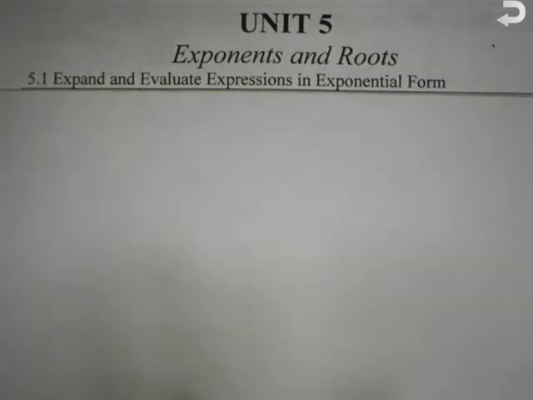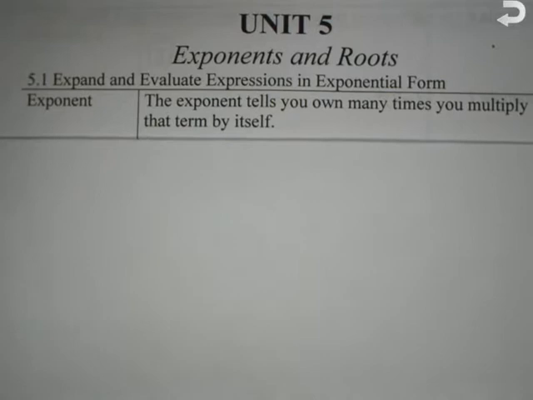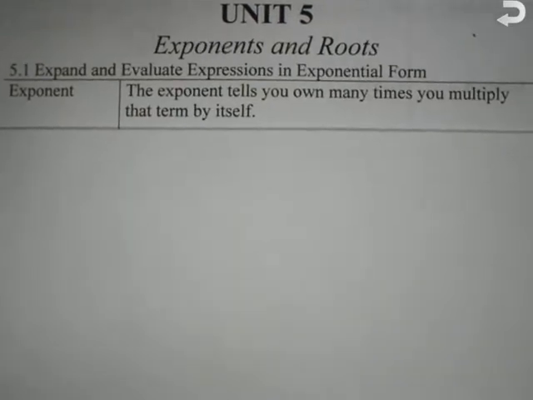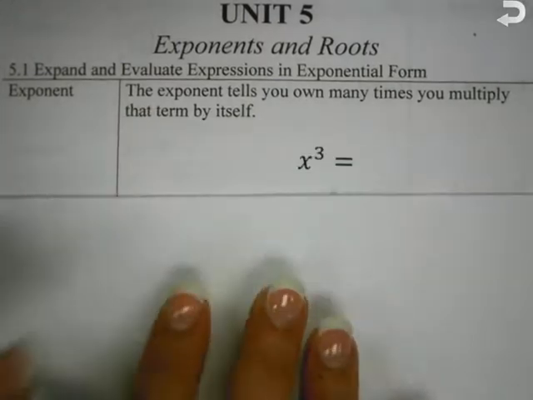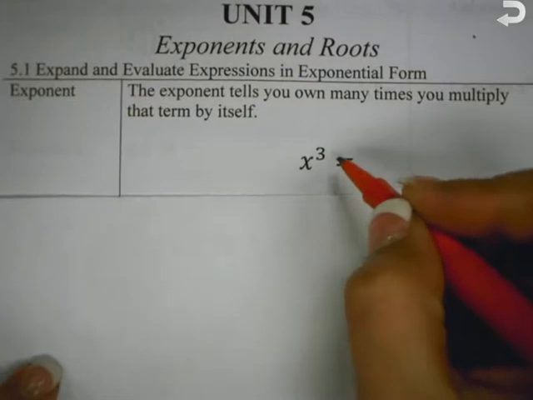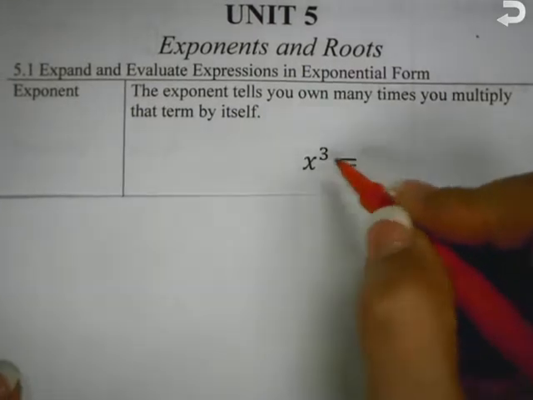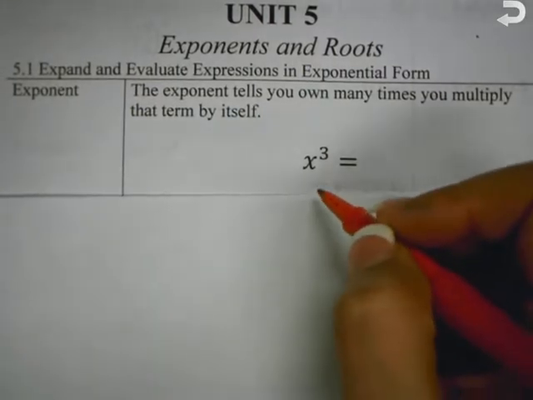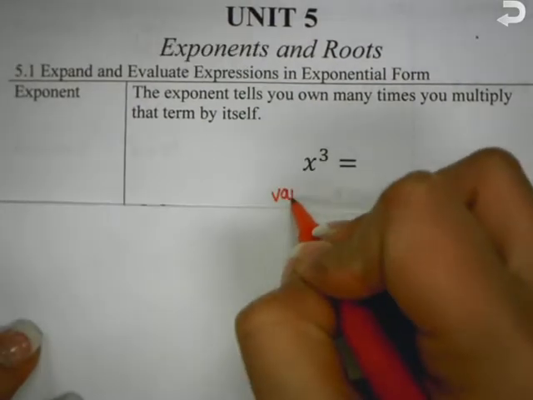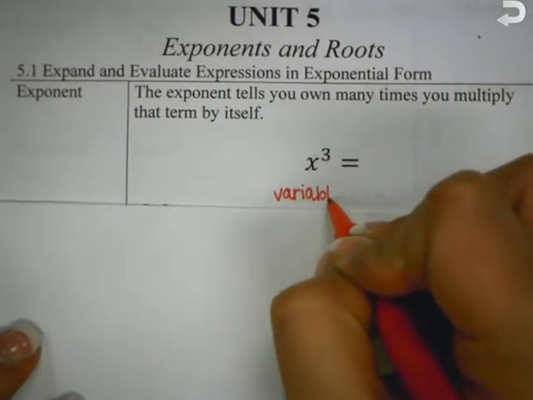So very first thing, let's get a definition. What is the definition of an exponent? What is the exponent here, in this example, x to the third? Is x the exponent or is 3 the exponent? X is called a what? X is a variable. 3 is the exponent. Good.